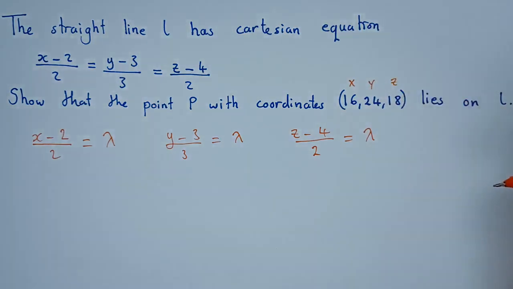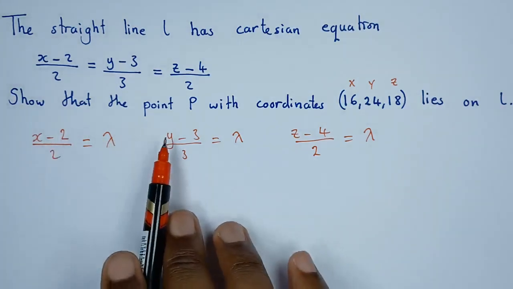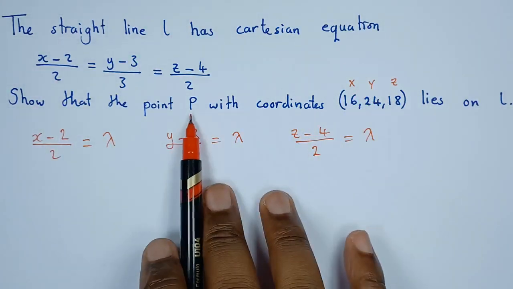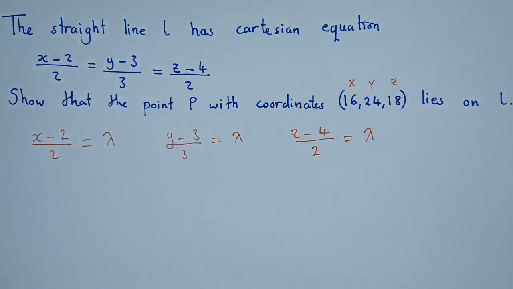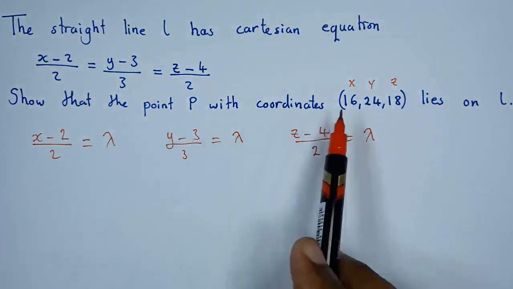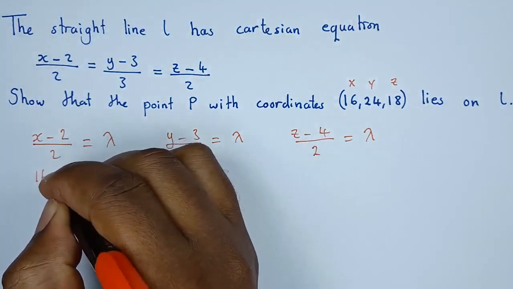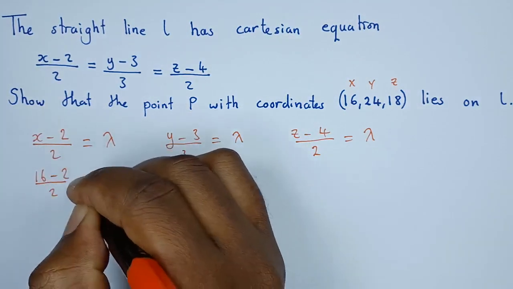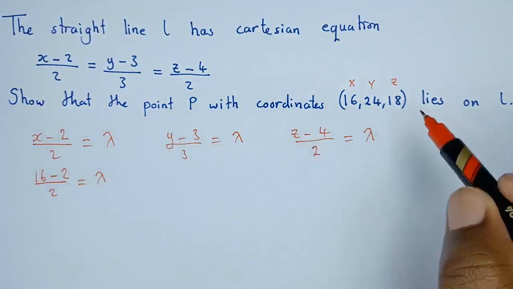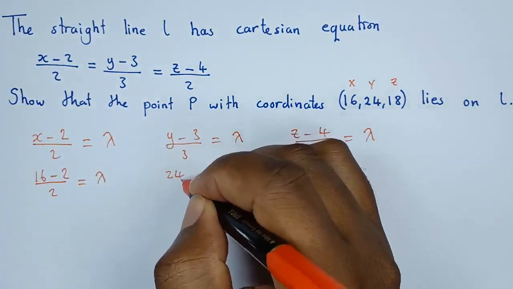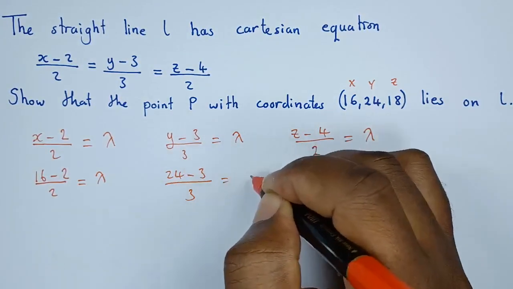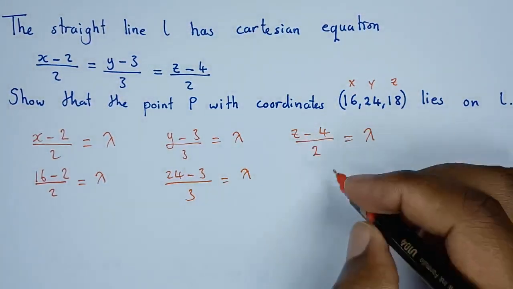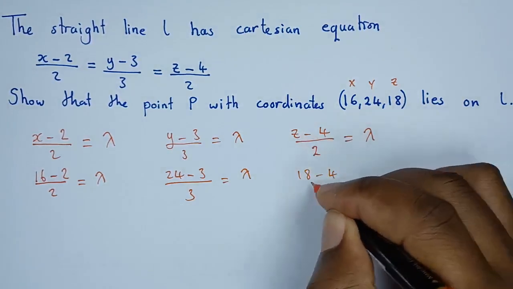So what we need to do is find the value of lambda. And if we discover that the value of lambda is the same throughout, then it means that this point lies on the line. So we're going to replace x, y, and z with these coordinates for P. And then we see how we can find the value of lambda. Where there's x, we replace with 16. So that will be 16 minus 2 over 2. This is equal to lambda, of course. Same thing here where there's y, we'll replace it with 24 minus 3 over 3. This is lambda. Same thing here, 18 minus 4 over 2.